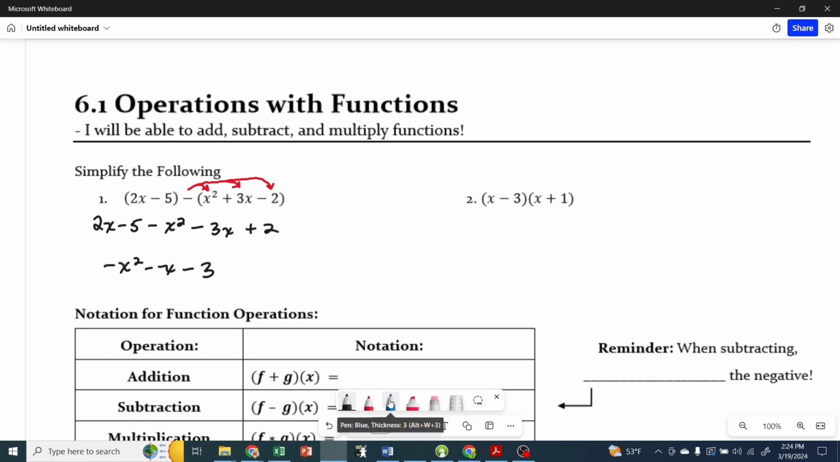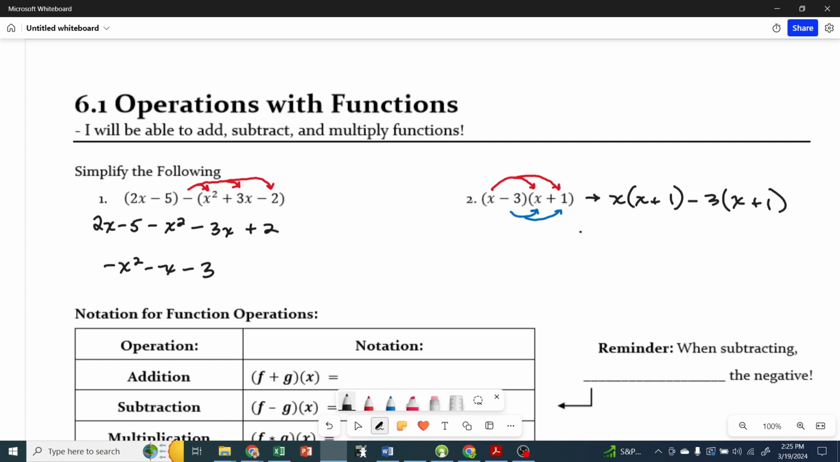Over here we're multiplying two binomials, right? So we have to distribute this x over, and we also have to distribute minus 3. So let's go ahead and rewrite this as x times x plus 1 minus 3 times x plus 1. And we'll go ahead and distribute now.